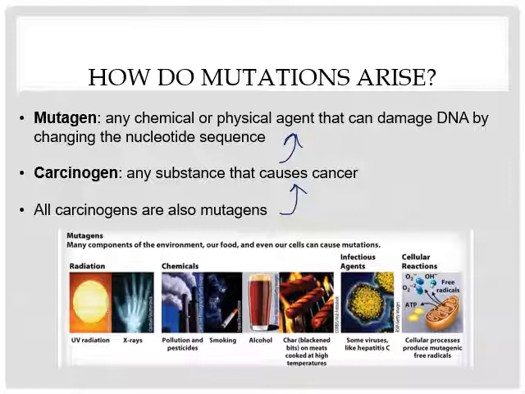There's also cellular reactions. So some cellular processes can also produce mutagenic free radicals. So these happen naturally, and they can be further caused by environmental insults, but sometimes they can just happen naturally, and that's just kind of the luck of the draw, unfortunately.